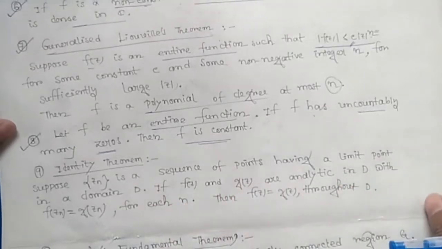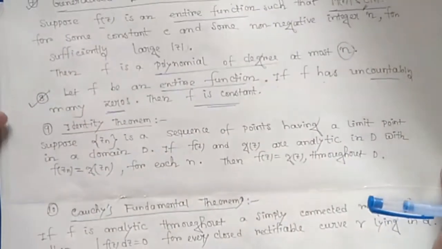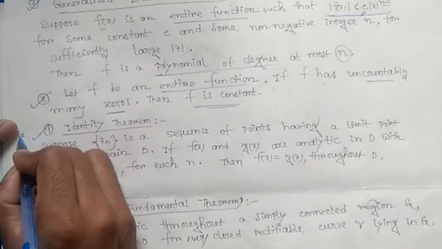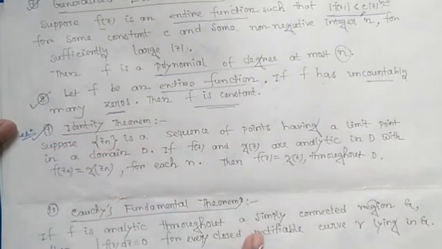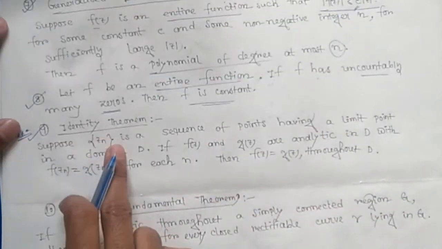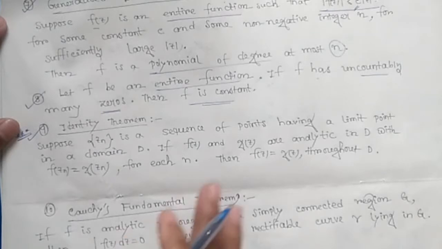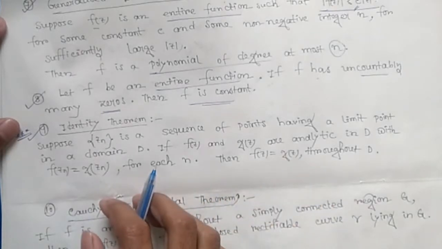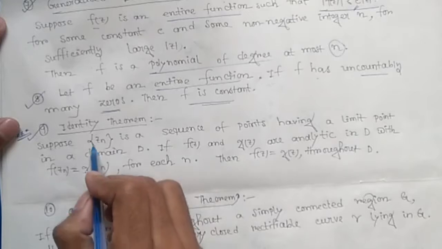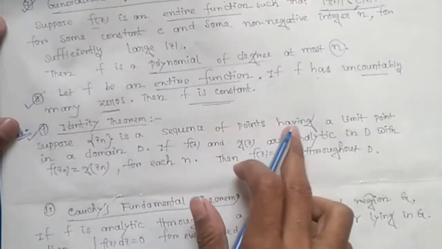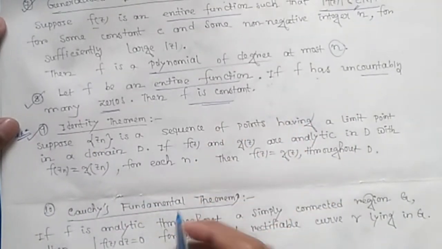Number 9, this is an extremely important theorem. I discussed this theorem in my previous video. Now I can also say the statement: it is the identity theorem. Suppose z_n is a sequence of points having a limit point in D.